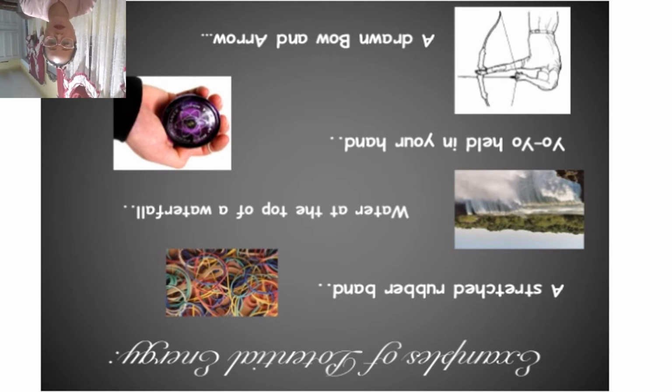Then the fourth one is a drawn bow and arrow. This is an example of elastic potential energy. Since you will be stretching the band, the more you stretch the band, the more potential energy it can possess.